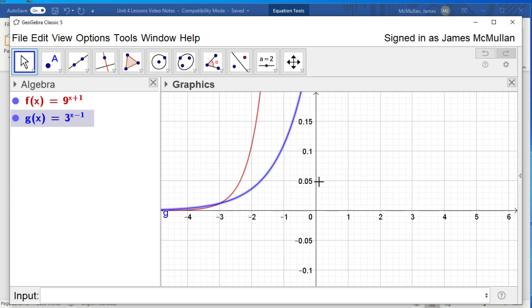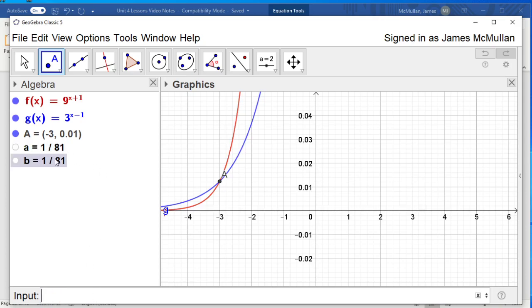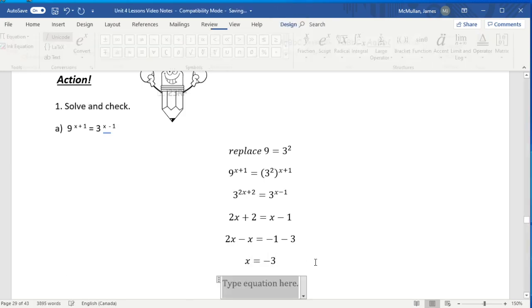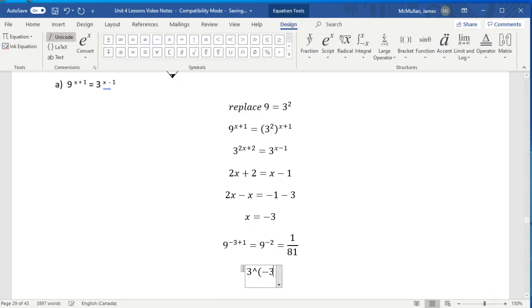Now you can see, finally I've stretched it up enough that the two cross each other at this point, when x is equal to negative 3, which is the answer that we got. So this equation is equal to that equation when x is equal to negative 3, and we could check f of negative 3 and g of negative 3, and they're both equal to 1 over 81. So we've solved the equation. That's what the check part is. To check, we do 9 to the power of negative 3 plus 1, which is 9 to the power of negative 2, which is 1 over 81. And then 3 to the power of negative 3 minus 1, which is 3 to the power of negative 4, which is also 1 over 81. So we've checked and we know that the answer is right.